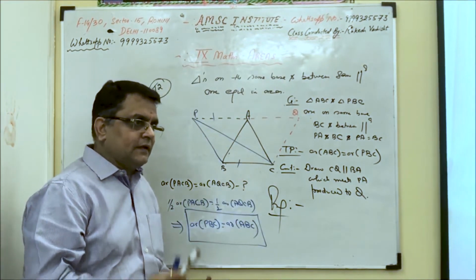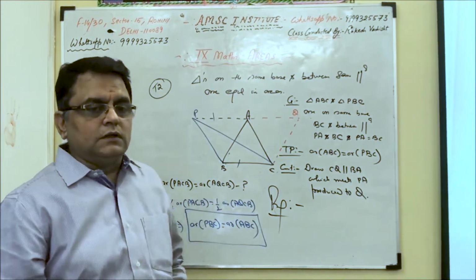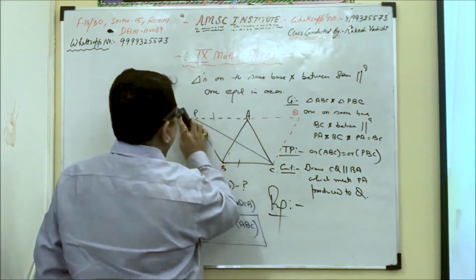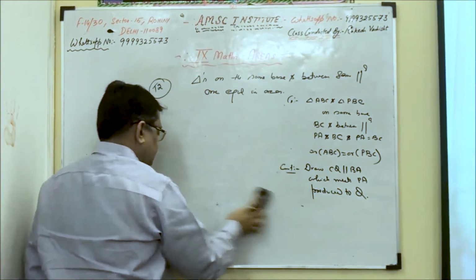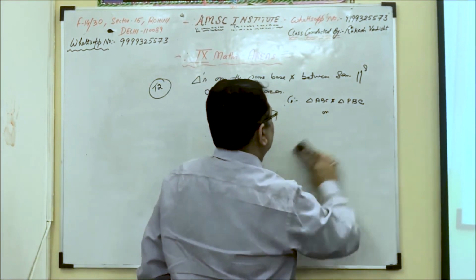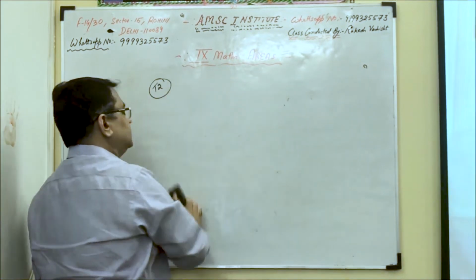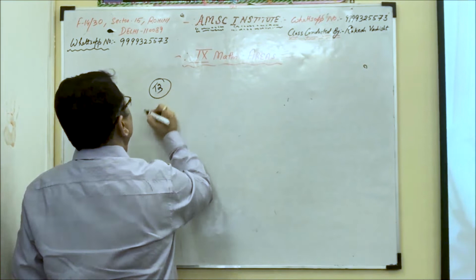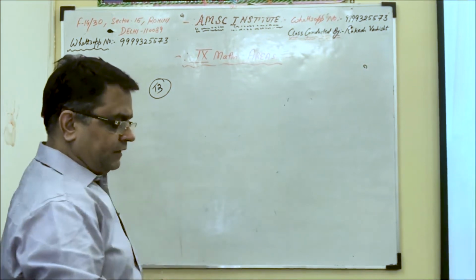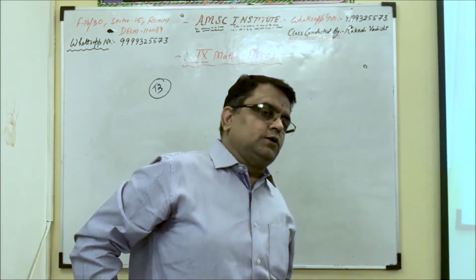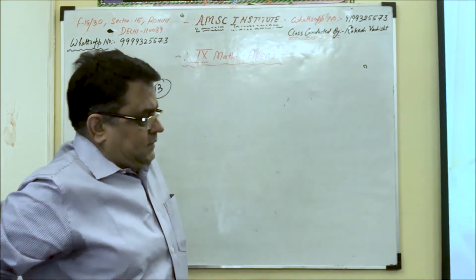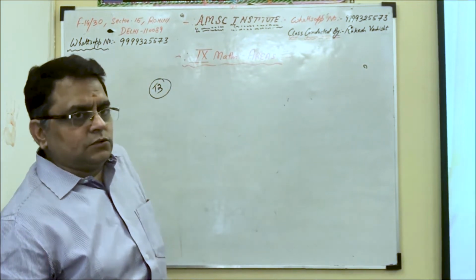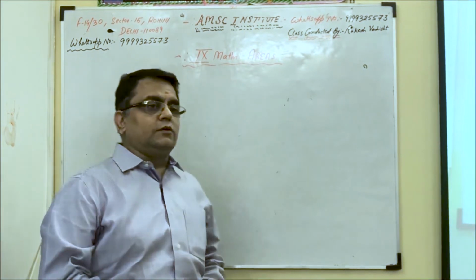क्लियर है ना? The third theorem states that, लिखो, the median of a triangle divides it into two triangles which are equal in areas.